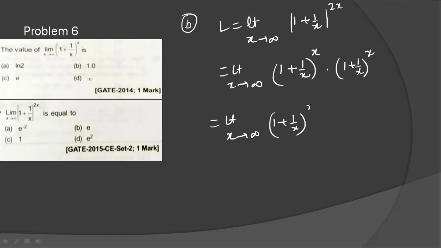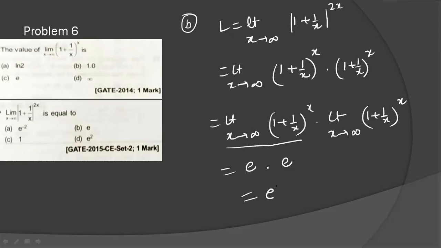into limit x tending to infinity (1 plus 1 upon x) to the power x. I have already told you this limit tends to e, so it is also tending to e square. I have solved this question from this part. So the limit will be e square.